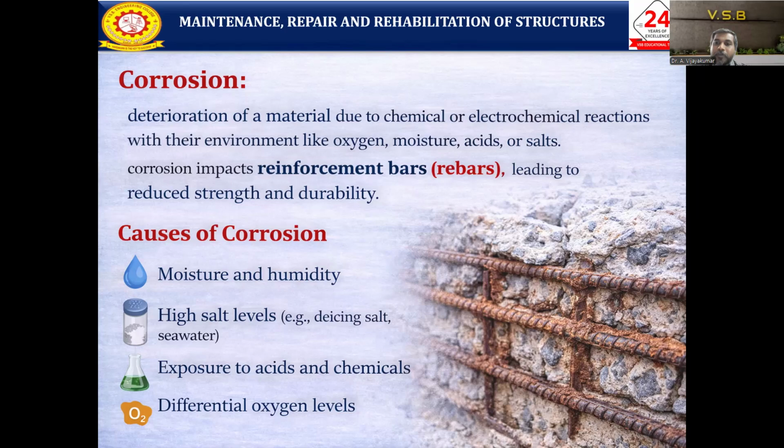Then exposure to acid and chemicals. If our building is near chemical or acid-intensive sources, they may reach it through air or water, whatever it may be. If there are any voids or pores, moisture, acid or chemicals can penetrate and damage the reinforcement also. Differential oxygen levels are also one of the causes. These are the causes of corrosion of the reinforcement.